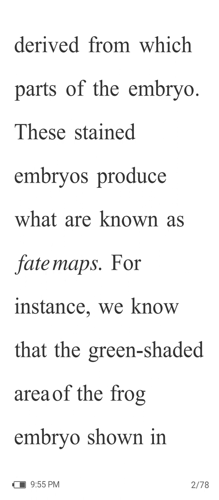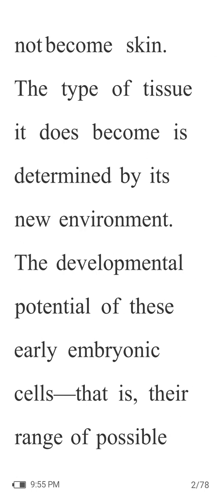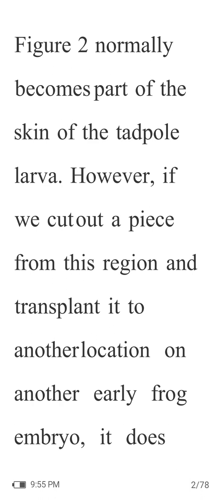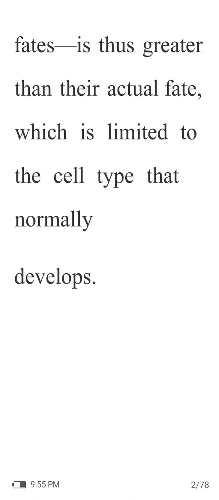For instance, we know that the green shaded area of a frog embryo, shown in the figure, normally becomes part of the skin of a tadpole larva. However, if we cut a piece of this region and transplant it to another location on another early frog embryo, it does not become skin. The type of tissue it does become is determined by the new environment. The developmental potential of these early embryonic cells, that is, their range of possible fates, is thus greater than their actual fate, which is limited to the cell type that normally develops.